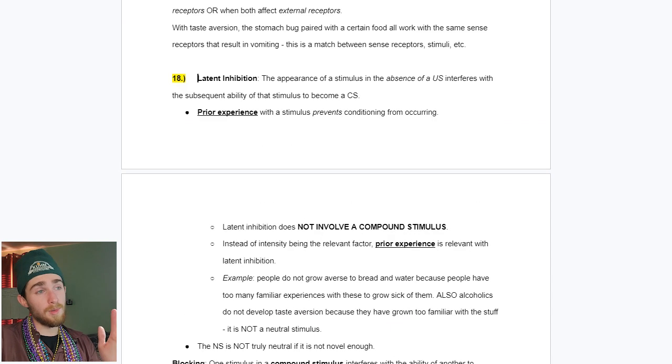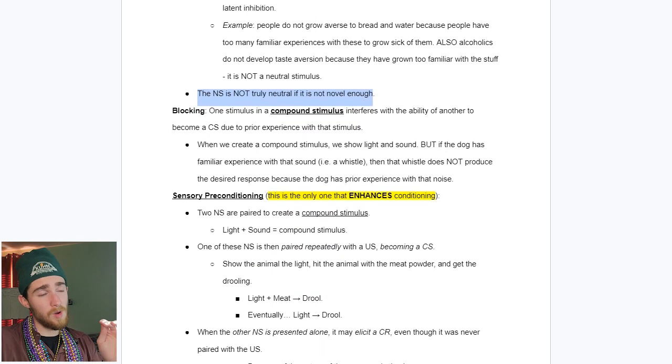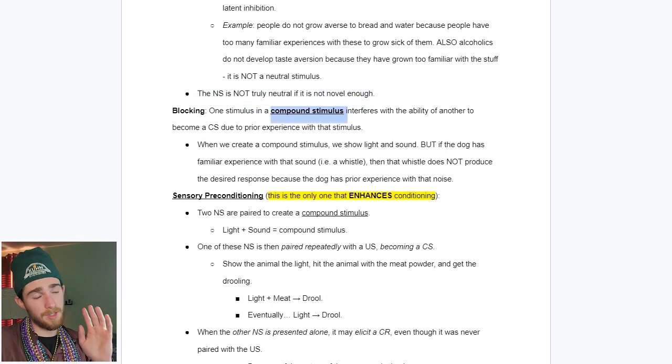So the real problem with latent inhibition, the reason that it may prevent conditioning from occurring, is because this neutral stimulus is not truly neutral if it is not novel enough. Now, blocking is what happens when one stimulus in a compound stimulus interferes with the ability of another to become a conditioned stimulus due to prior experience with that stimulus.